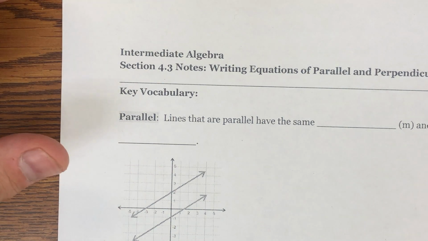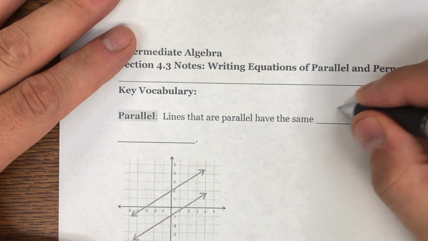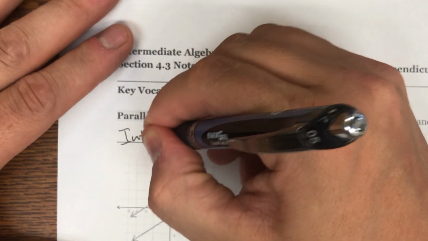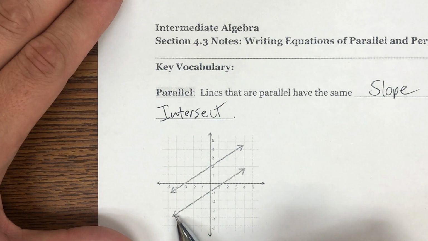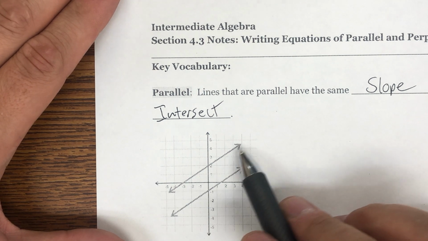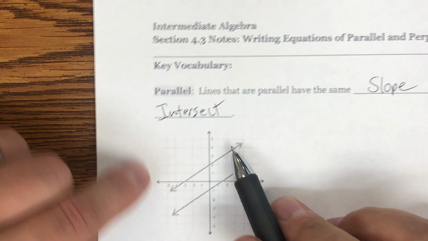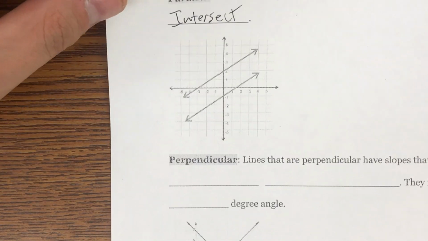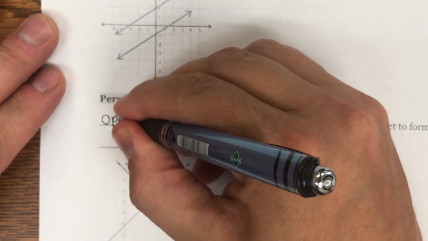You've probably heard these terms before, but parallel lines are lines that have the same slope and they never intersect. So they never touch one another. The reason why they never touch each other is because they have the same slope. Since they're rising at the same rate at different spots, they're never going to switch their steepness enough to cross, okay? Perpendicular lines have slopes that are opposite reciprocals.